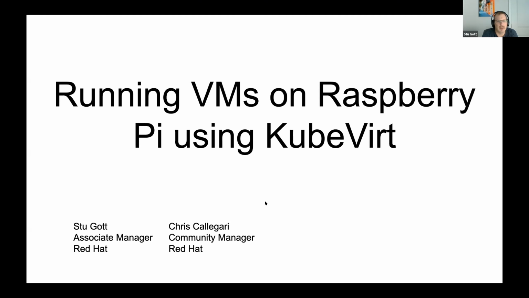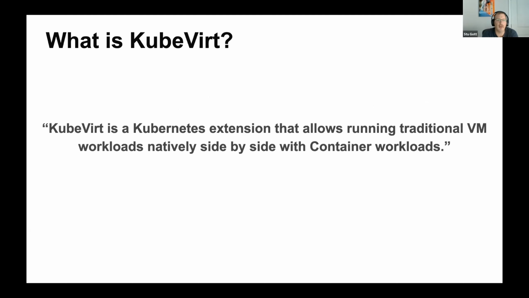So let's go to the next slide and discuss a little bit about, Chris had sort of mentioned what KubeVirt is, but in our own words, KubeVirt is a Kubernetes extension that allows running traditional VM workloads natively side by side with container workloads. In other words, virtual machines are running inside the Kubernetes cluster as first-class citizens, and KubeVirt itself is also running inside of Kubernetes.